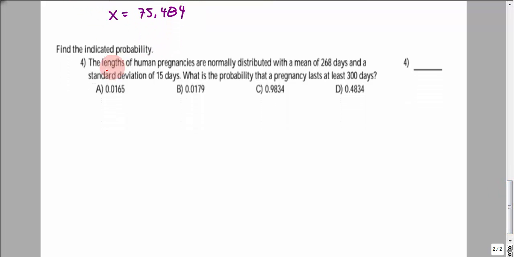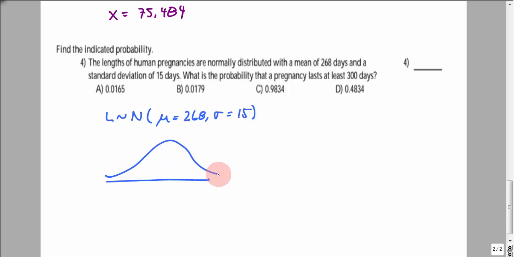Okay, so this one says the lengths of human pregnancies. So lengths are distributed normally, and it has a mean of 268 and a standard deviation of 15 days. What is the probability that a single pregnancy lasts at least 300 days? Okay, so let's go ahead and roll out our distribution here. The mean is 268, and then here I am at 300 days. Now when I talk about at least, that means 300 or larger. So this is the area I'm looking for.